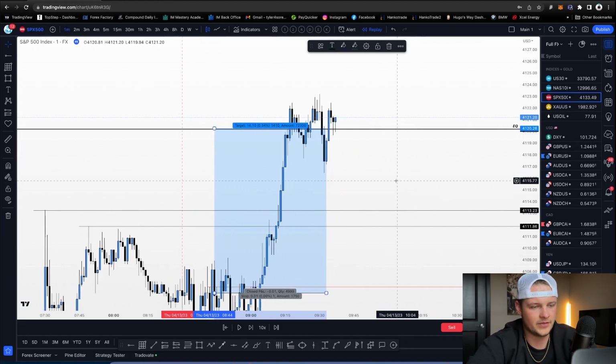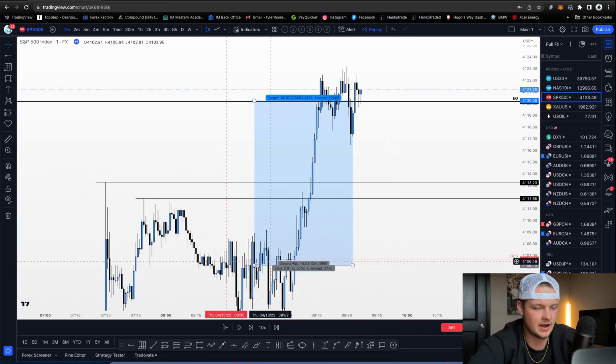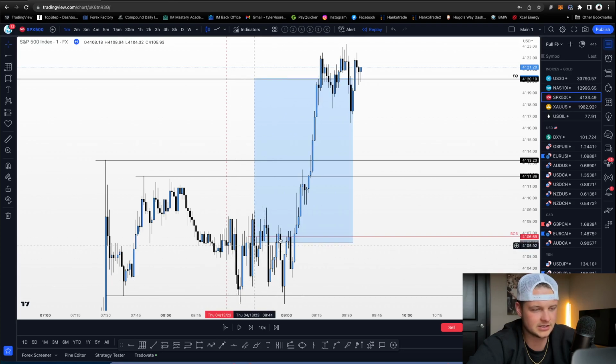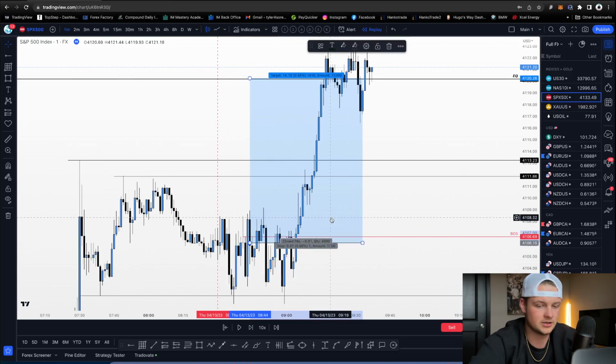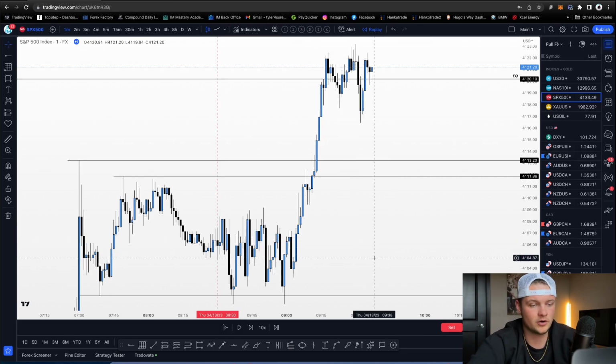So yeah, that is how you would use this strategy. And as you guys can see, I mean, again, not every day is going to be like this. Some days it'll be much cleaner. Some days you're going to see a stop loss get hit because it's a more aggressive strategy.